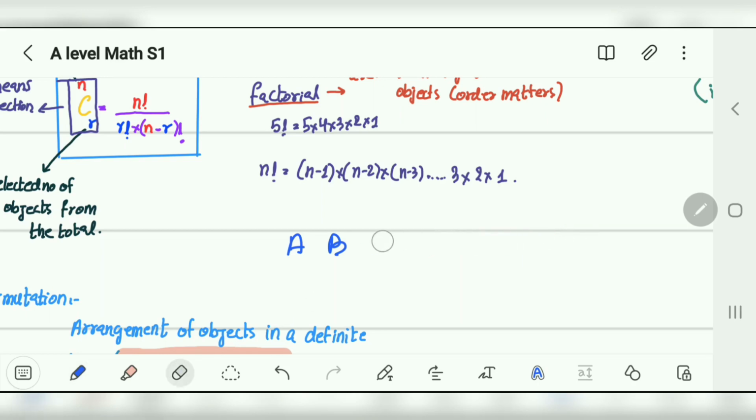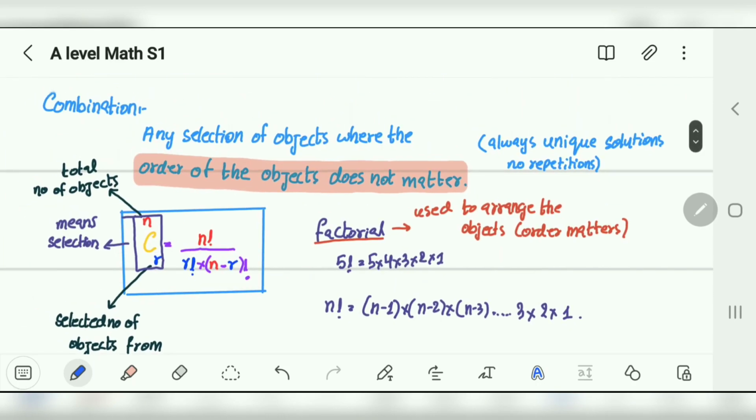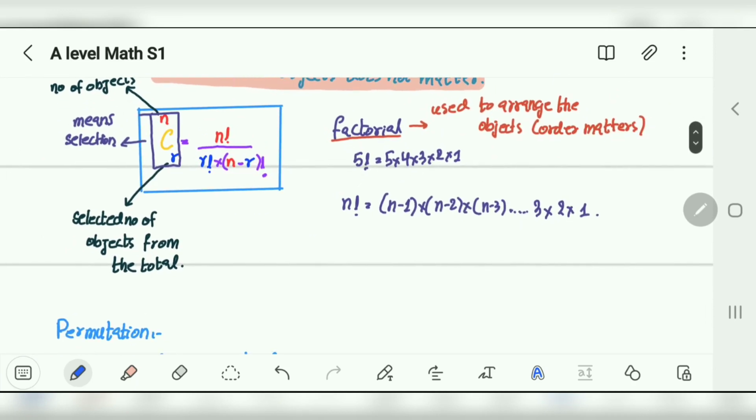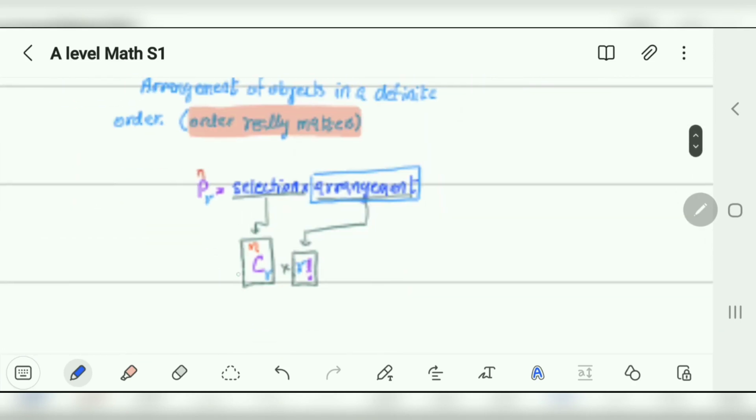This is how you arrange the objects, and the order really matters in factorial and permutation. In combination, the order does not matter. That's one thing that you need to understand, the difference between permutation and combination. And the factorial comes in permutation because nPr is equal to nCr multiplied by r factorial. So the combination is part of permutation.